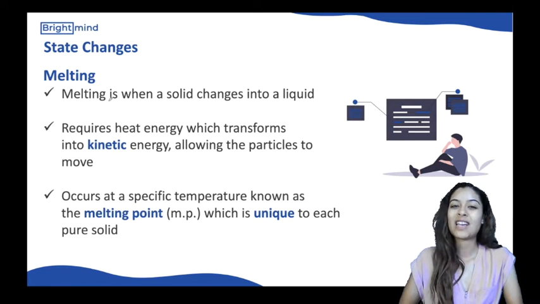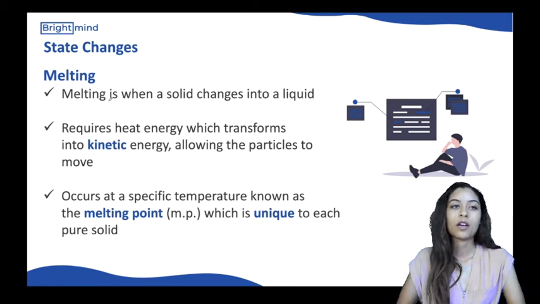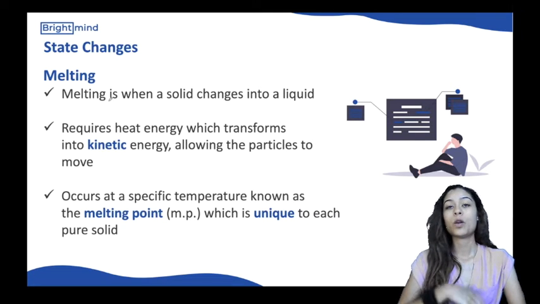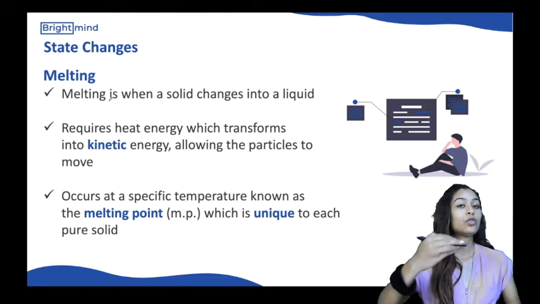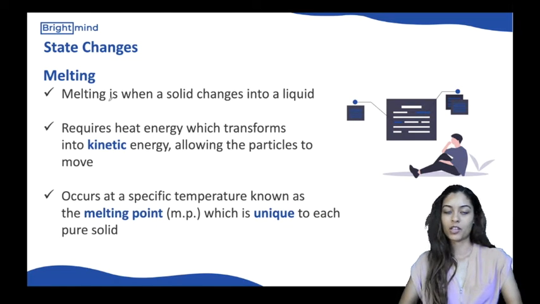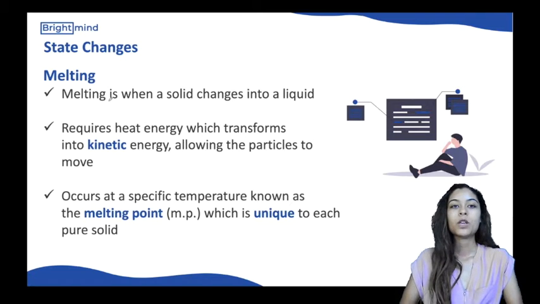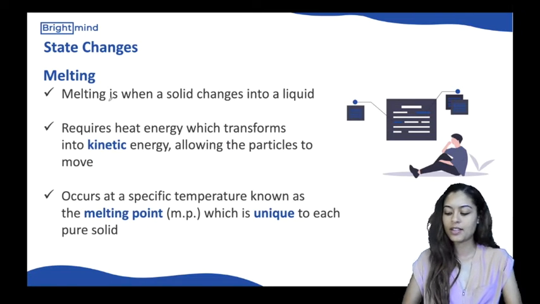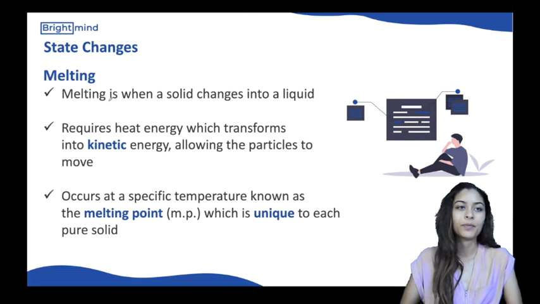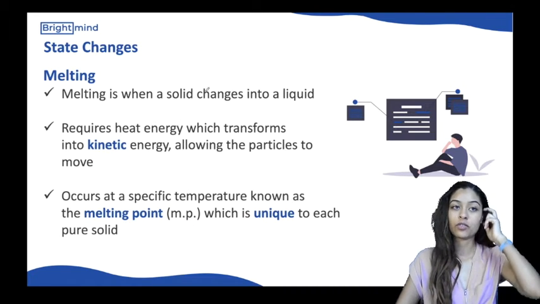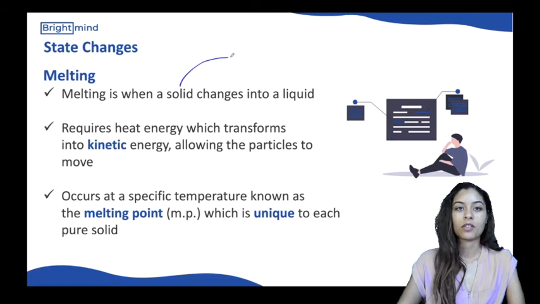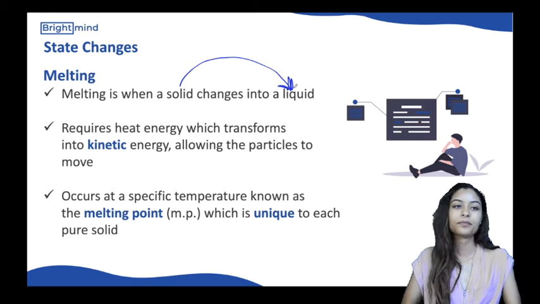So let's start with state changes. So we know that we have 3 states of matter, which are solids, liquids, and gases, and they are able to change state in a variety of ways. So first let's look at melting. So how does melting occur, and what does it really mean? So melting is when a solid changes into a liquid. So that is the change of state we are talking about. So it is from a solid to a liquid, and it only works in one direction.